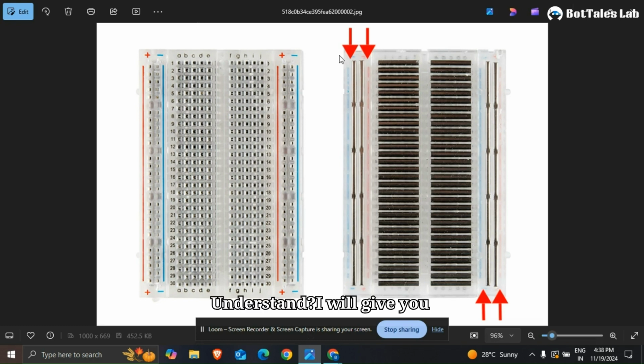Understand? Okay. I will give a summary of what a breadboard is. It is just used for easier connection. You can connect components here, which will be helpful.